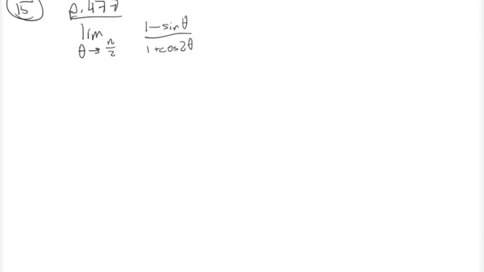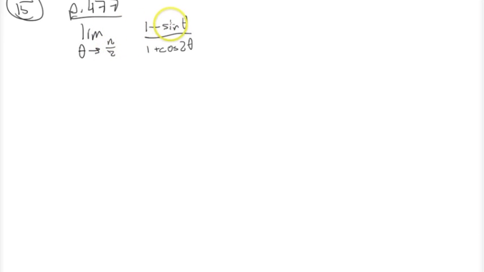Alright, so the first problem that we're going to do is number 15 in your book on page 477. We're asked to solve this limit as theta approaches pi over 2 of 1 minus sine theta over 1 plus cosine 2 theta. First off, when you are solving a limit, same deal: the first thing you want to do is plug in what it's approaching.